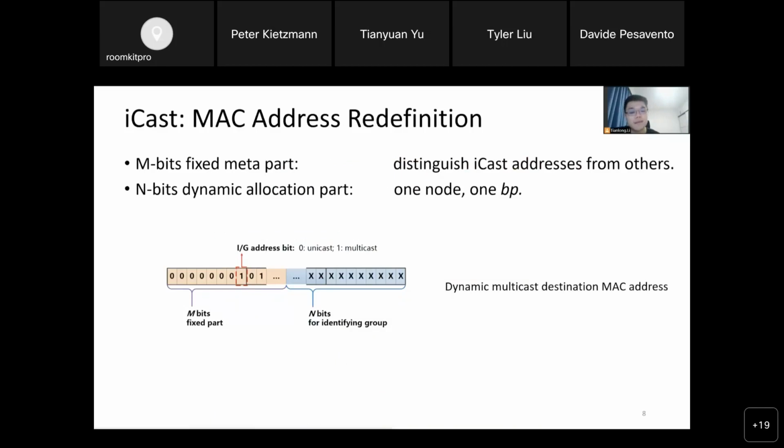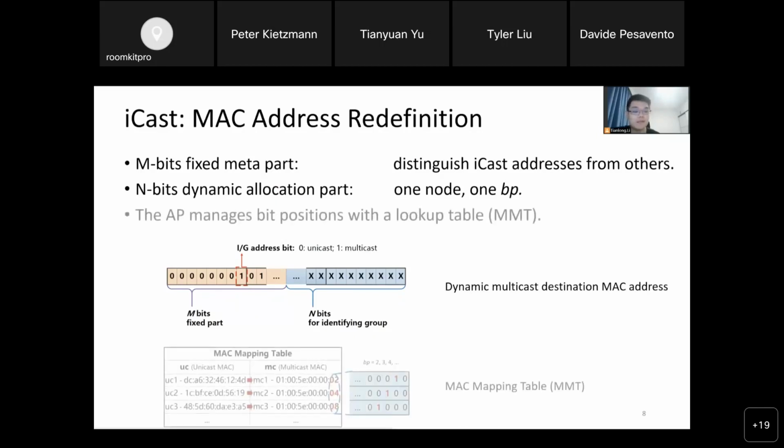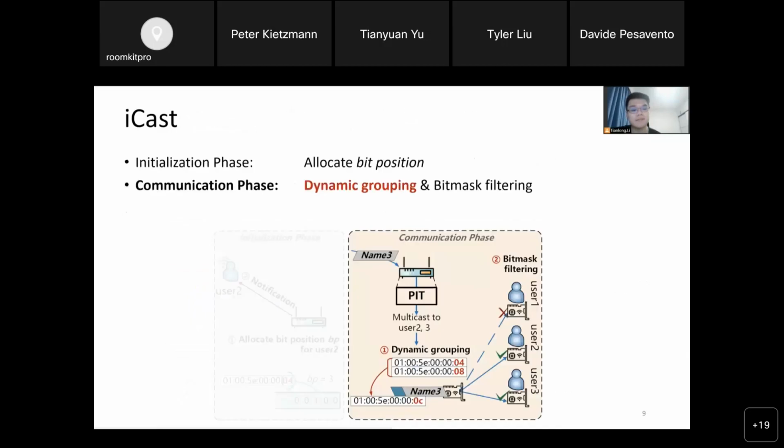The n-bits dynamic allocation part is used to identify the end nodes in the local network. After allocation, the access point records the relationship with a lookup table named the MAC mapping table. Note that the initialization phase does not configure any group. It just marks all end nodes with bit positions and lets each end node know the one allocated to it. The group forming happens in the communication phase.